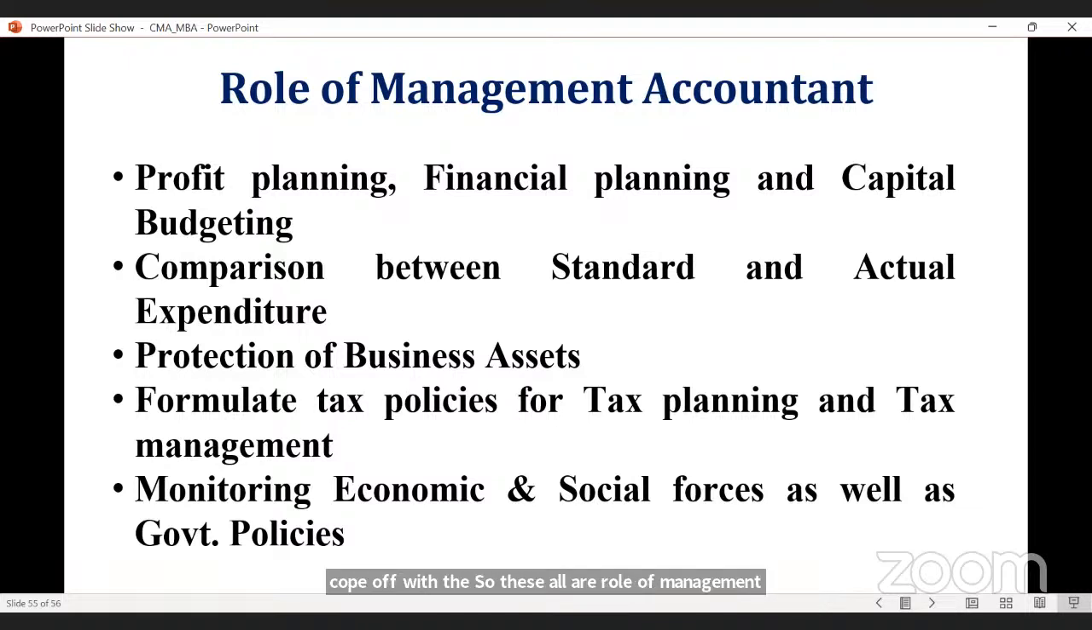As I have already told you, the list is not exhaustive. We cannot say that only these 5 roles are there. There are so many important roles and important portfolios of the management accountant, but here I have cited only a few important roles. So the 5 major roles I have already cited and we have already discussed. If you have any doubt or any query, you can ask me now. Any doubt? No, sir. No doubt. Very good.